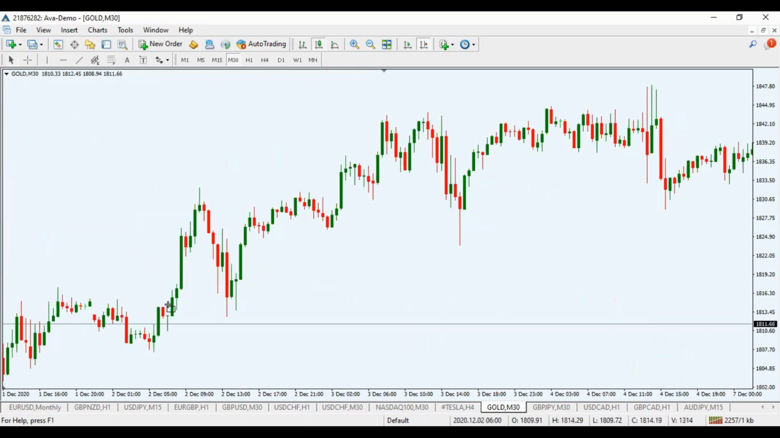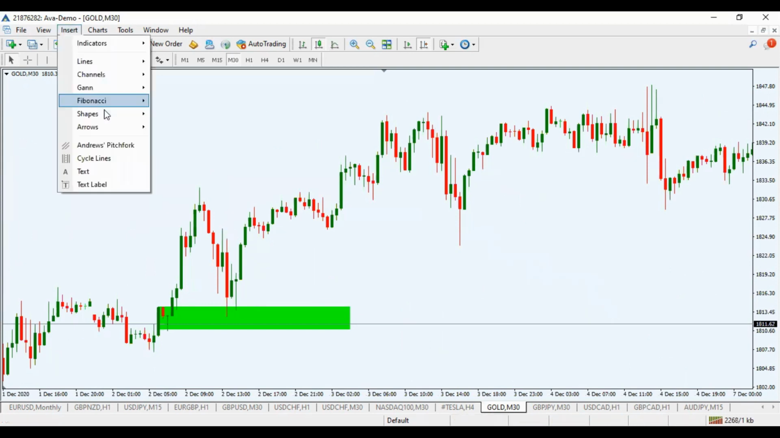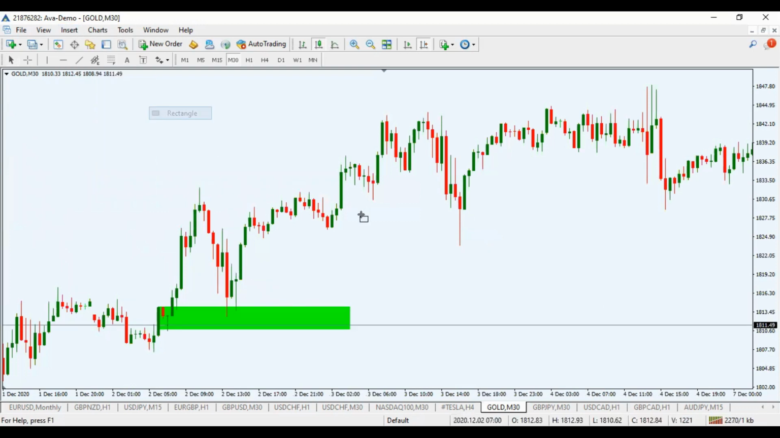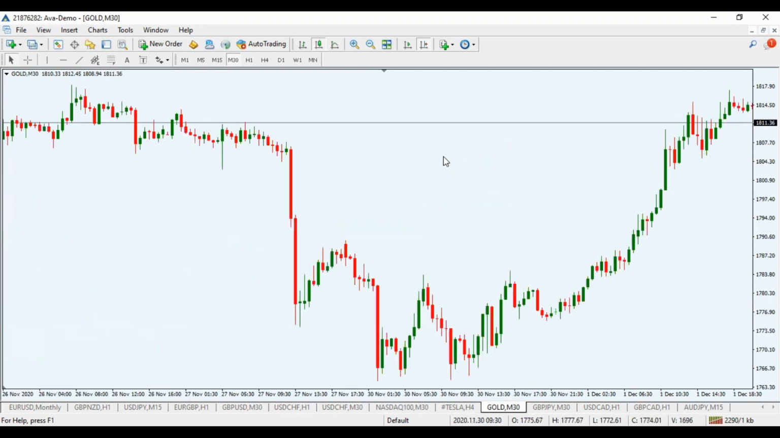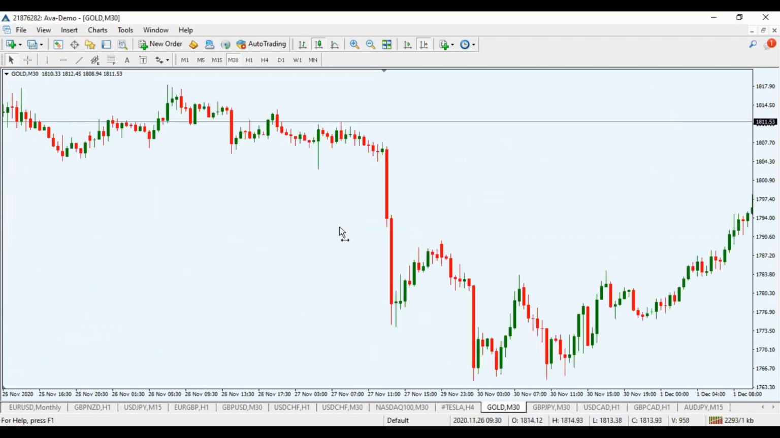See here, nice demand area. Price came here, it went, just like that. Same thing with there. You can see what happened here. Demand came back, spiked, went, just like that. You just need to practice these things.